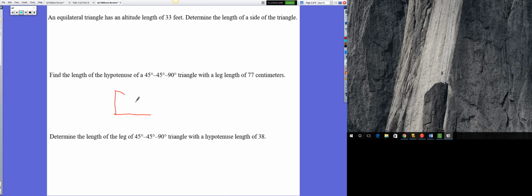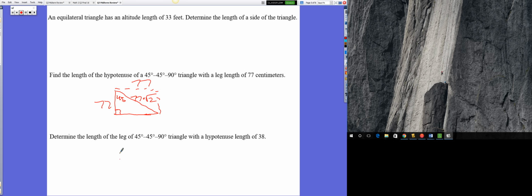That is a square, with a leg length of 77. Oh, the hypotenuse. Okay, they want this. So it's a 77 by 77. So that means this diagonal, this hypotenuse, is 77 times square root of 2.